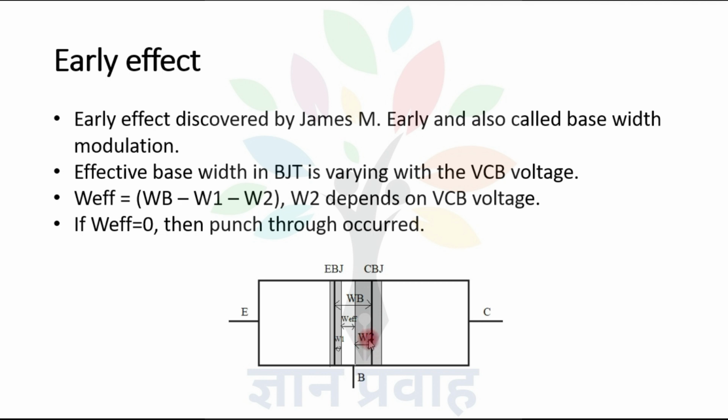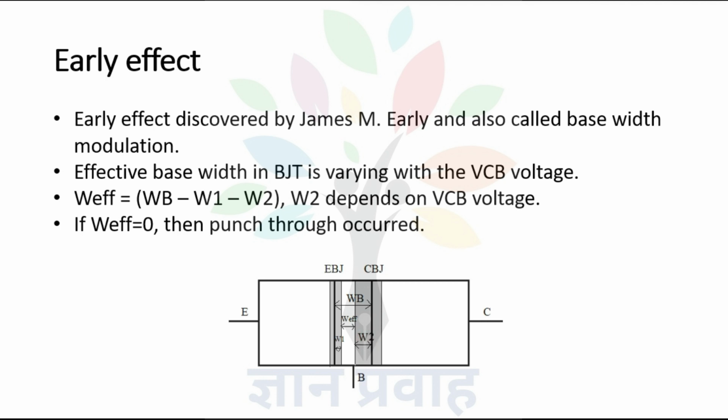W2. When value of W2 increases, it means W effective decreases, because W effective is WB minus W1 minus W2. WB is the base width, that is the original base width. W1 is the base width which is occupied by emitter side charge carriers, and W2 is the base width occupied by charge carriers of collector side. And if W effective is 0, then this is the punch through condition.